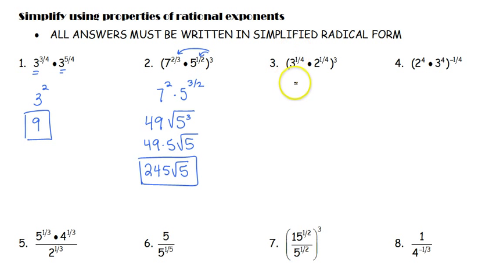Number 3, again, this time we have the same exponent. So we could distribute in the way we did last time, or we could combine the 3 times 2 to the 1/4, giving us 6 to the 1/4, all raised to the third, 6 to the 3/4. Again, we could combine those because they had the same exponent.